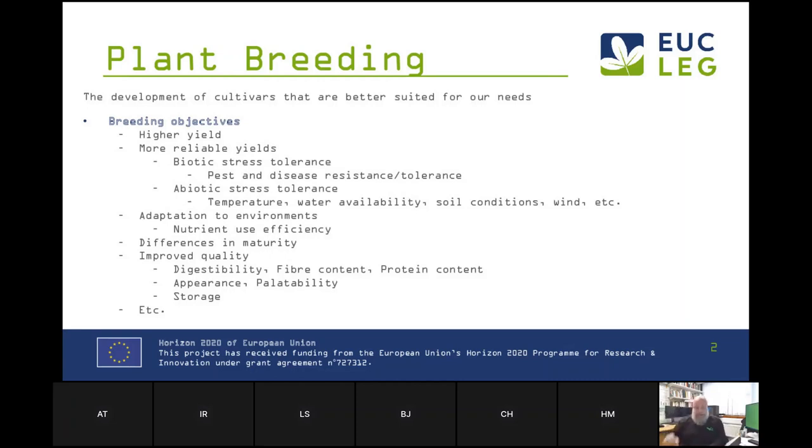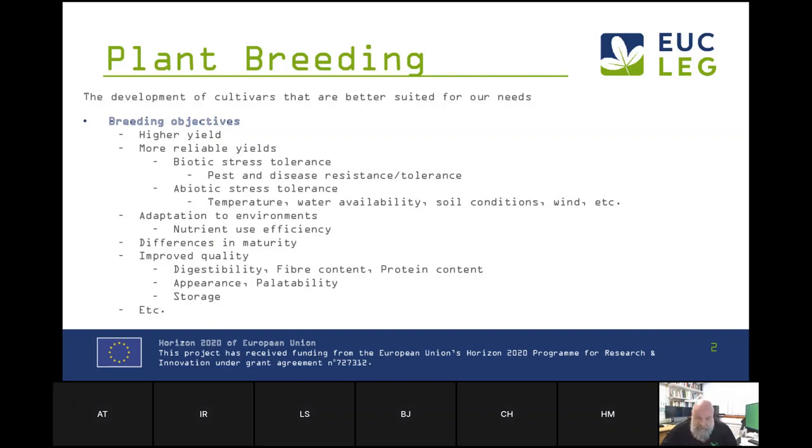So what is plant breeding? It's essentially the development of cultivars that are better suited for our needs. We can view it as selection to produce genetically superior cultivars. And one way to think of it is as directed evolution. What we're trying to achieve is, obviously the main objective is usually higher yields, higher yield potential, and also more reliable, more sustainable yields, yield stability.